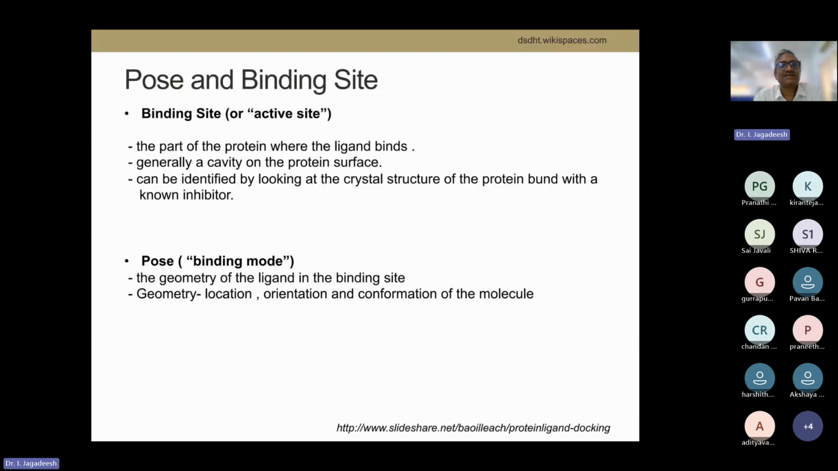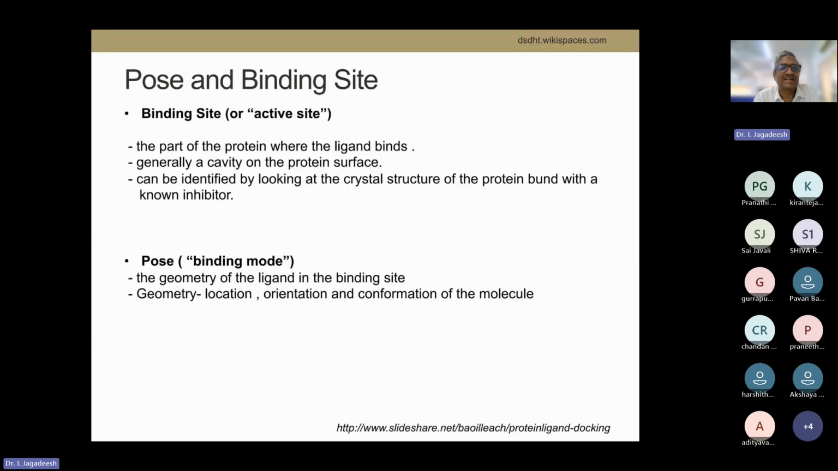The binding site is an active site present in the protein where a particular amino acid is exposed for the interaction with the ligand. So the part of the protein where the ligand binds is called the active site. Generally, it is a cavity or a protein surface, and it can be identified by looking at the crystal structure of the protein bound with a known inhibitor or ligand. We have already told that we can find it by X-ray diffraction tools and NMR. These tools give it after the cryo drying, so freeze drying. So we are going to get the interaction sites.